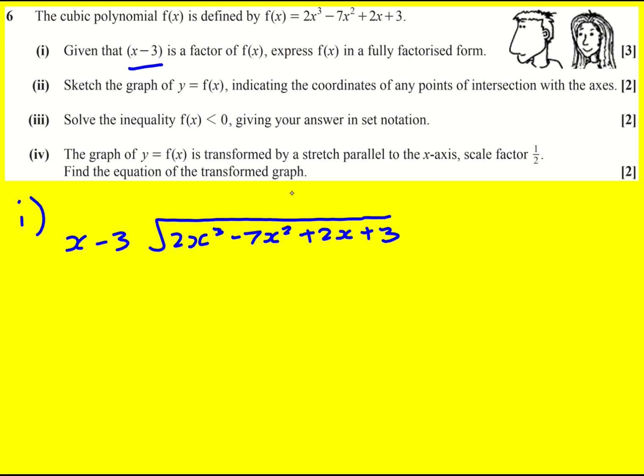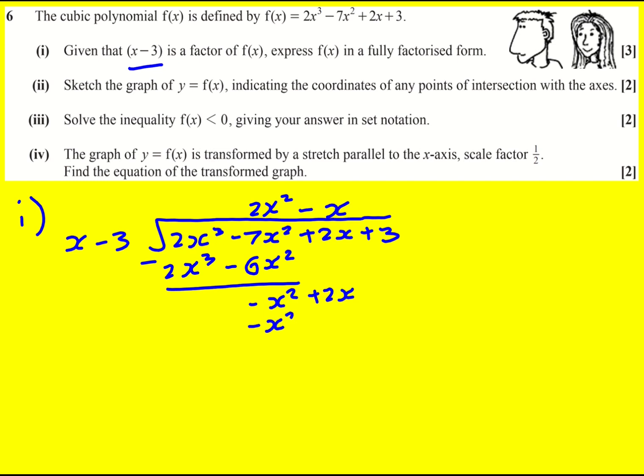Okay, x's into 2x cubed go 2x squared. Multiply back through. And then subtract: minus 7 minus minus 6 gives me minus x squared. Bring the 2x down. Then x is into that, go minus x. Is 3x. Subtract them, these cancel, we're left with minus x plus 3. X is into minus x, go minus 1. Okay, and this is always reassuring because we get 0.